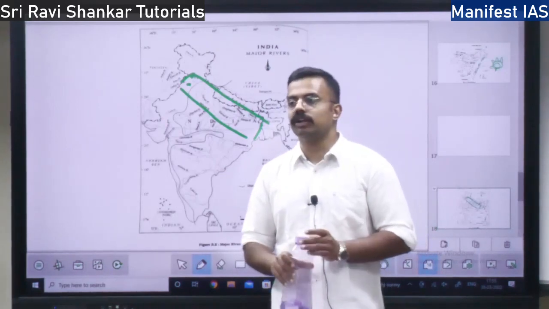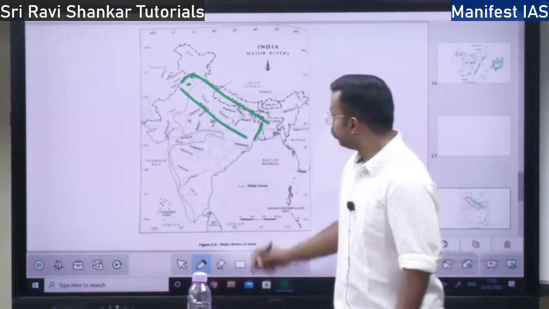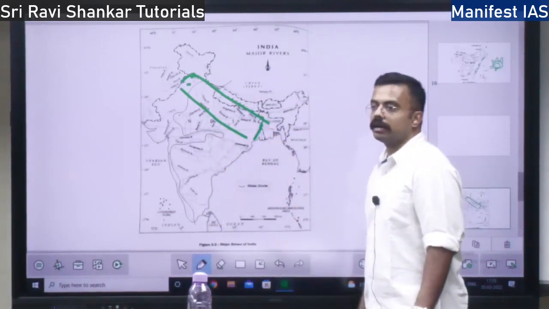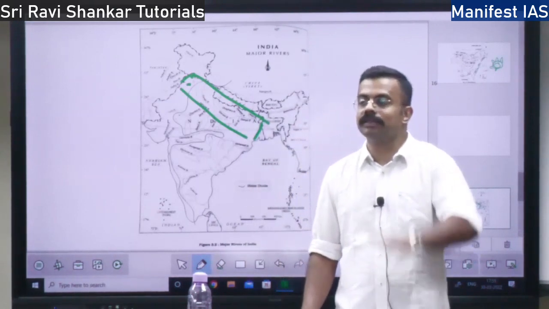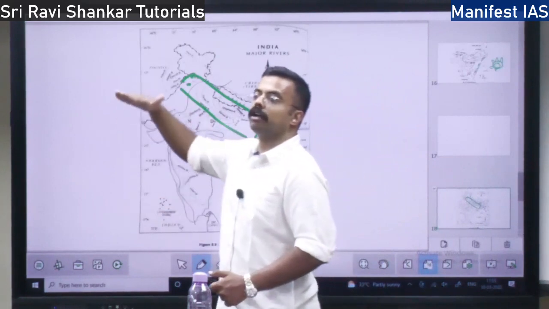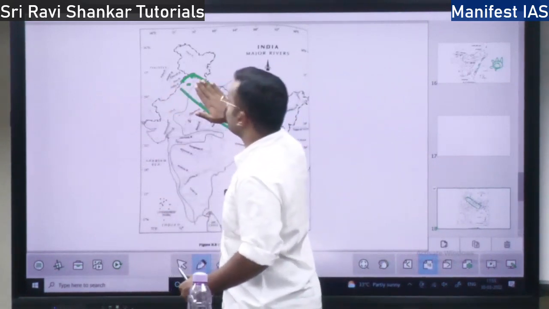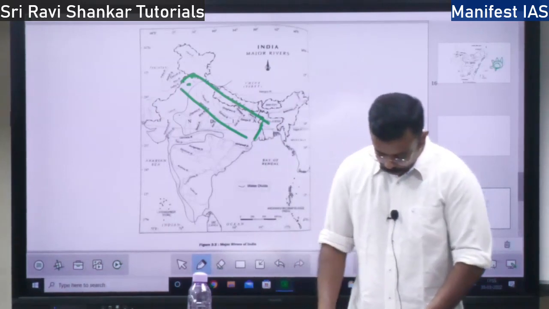What is the width of the northern plain? It is 150 to 300 kilometers. What is the depth? Depth means height from the surface. So 1 to 2 kilometers of alluvial deposits are located in this area, right?